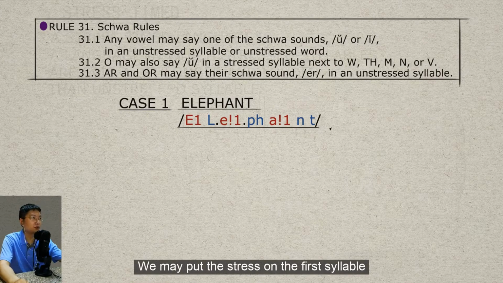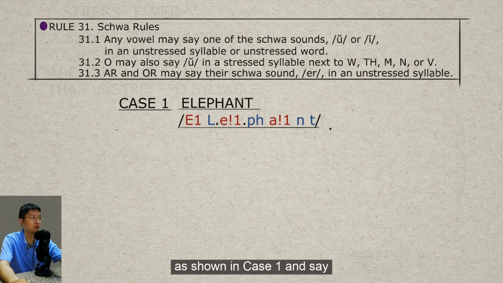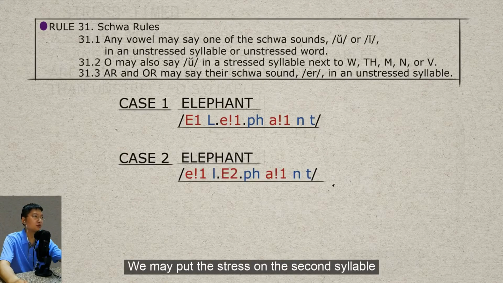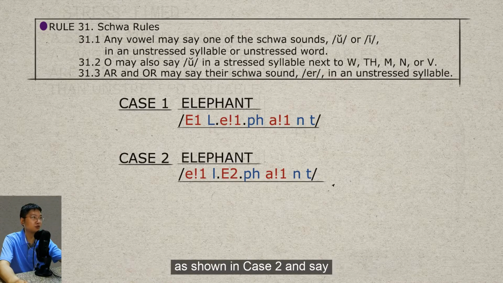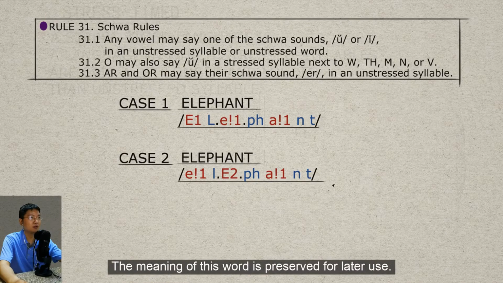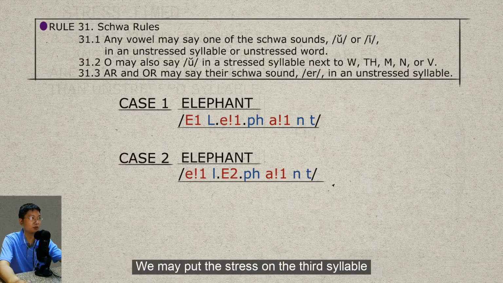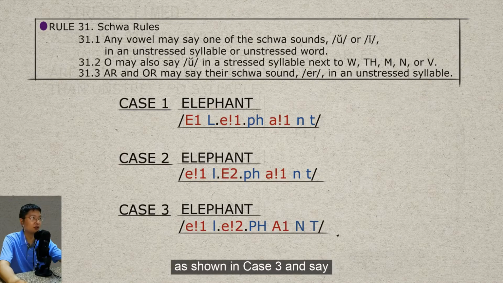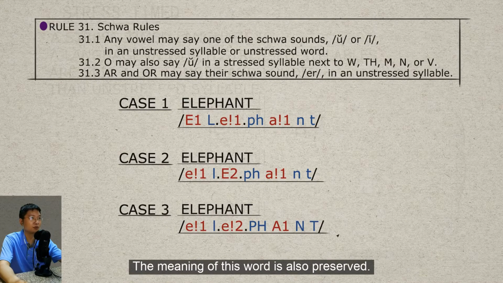We may put the stress on the first syllable as shown in case 1 and say ELephant, which means an animal with long nose, thick skin, and long tusks. We may put the stress on the second syllable as shown in case 2 and say eLEphant. The meaning of this word is preserved for later use. We may put the stress on the third syllable as shown in case 3 and say elePHANT. The meaning of this word is also preserved.